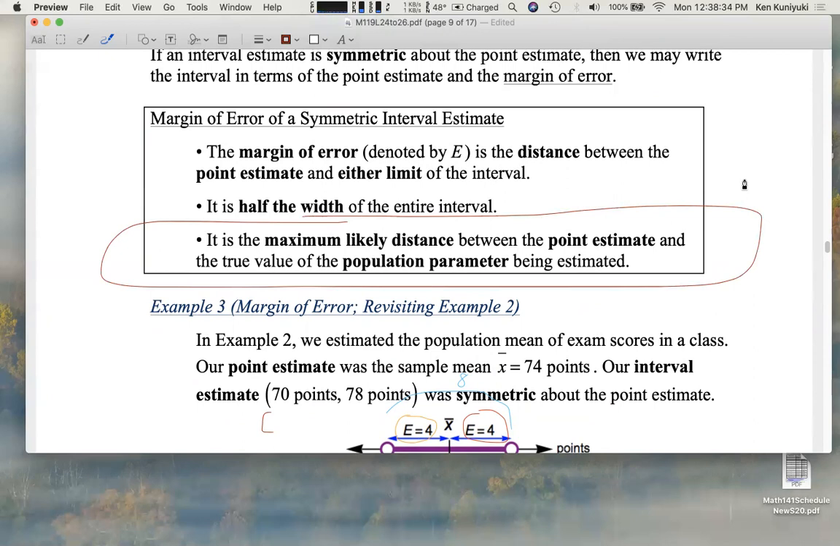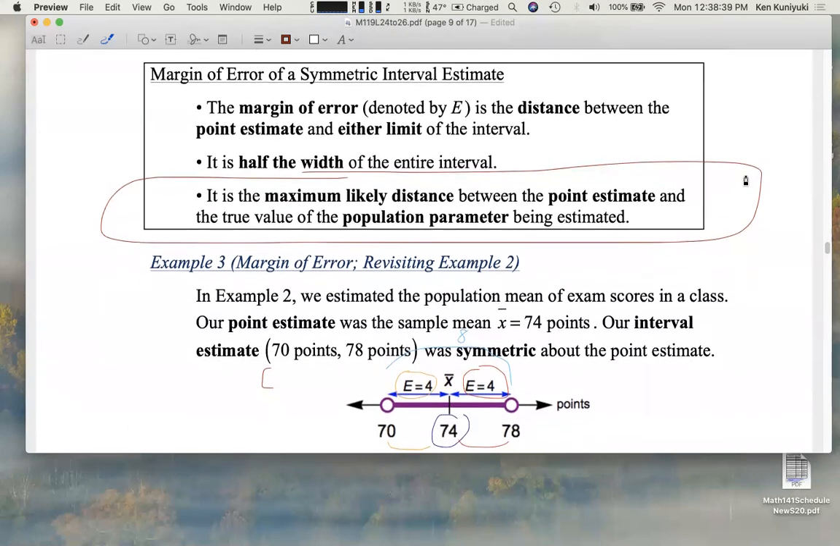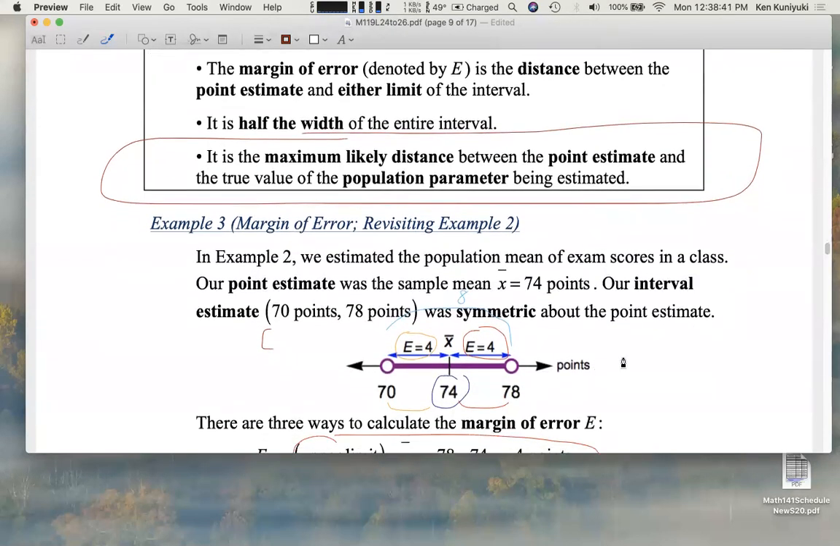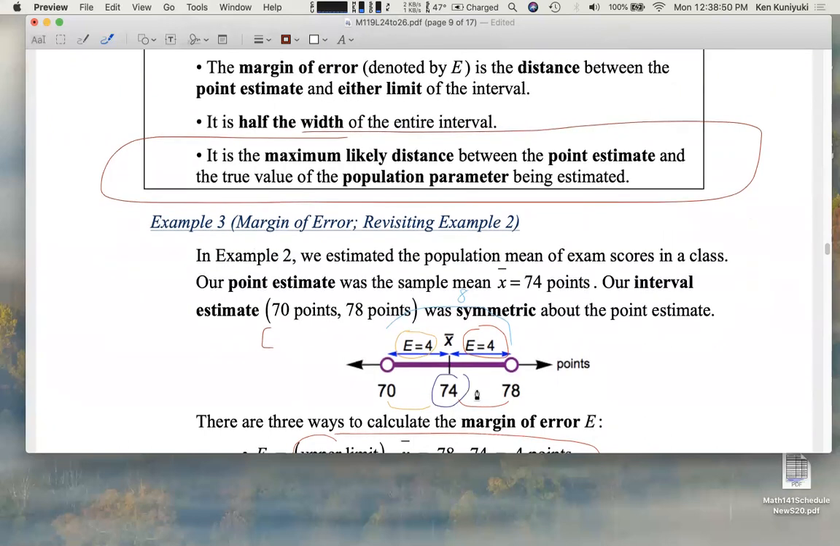Also, and this is somewhat new, it is the maximum likely distance between the point estimate and the true value of the population parameter being estimated. I just hinted at this before. What we're saying here is this. Remember that this interval estimate is an estimate for mu, a population mean. We're saying that we believe that the population mean is between 70 points and 78 points. And the point estimate happened to be at the sample mean, 74 points. But really what we're saying here is that we believe that the population mean is within 4 points of the sample mean, the point estimate.